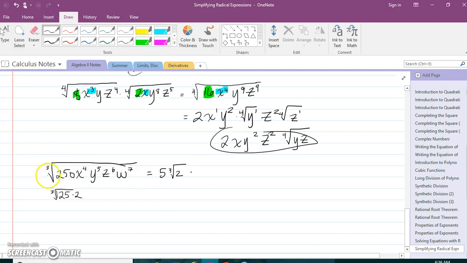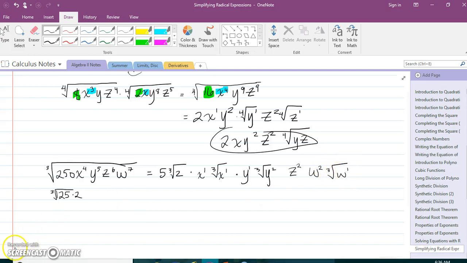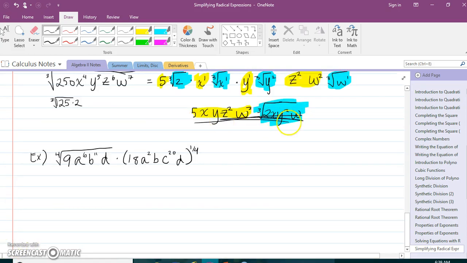All right, x to the 4th, I need a cube root of that. Well, 4 divided by 3 is 1, with a remainder of 1. 5 divided by 3 is 1, with a remainder of 2. 6 divided by 3 is 2 with no remainder. 7 divided by 3 is 2 with 1 remainder. So let's clean it up. Here's the final answer for the previous one.